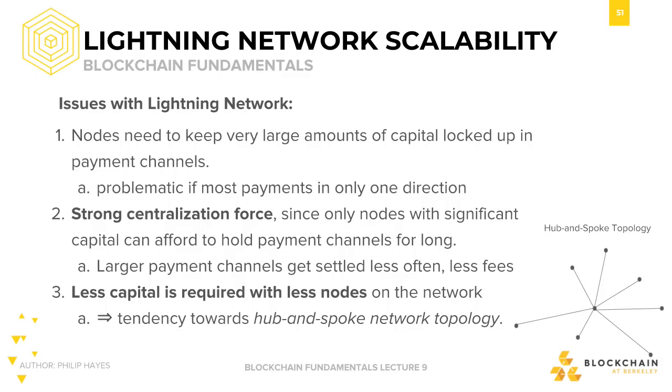And so there's a strong centralization force, meaning that only people who have large amounts of capital or liquidity can afford to hold these payment channels for a very long time, meaning that these larger payment channels get settled less often. And the lower the amount of capital you have, the fewer nodes in the network, and so we get this hub and spoke network topology. So we're relying on the same person to facilitate our transactions for us. Does that make any sense?